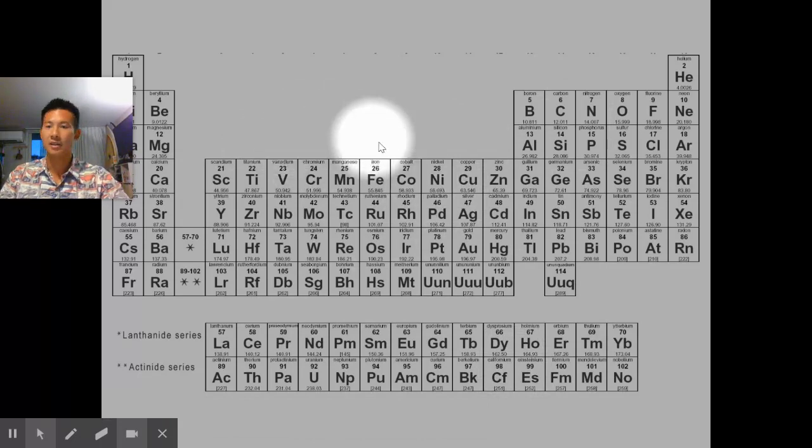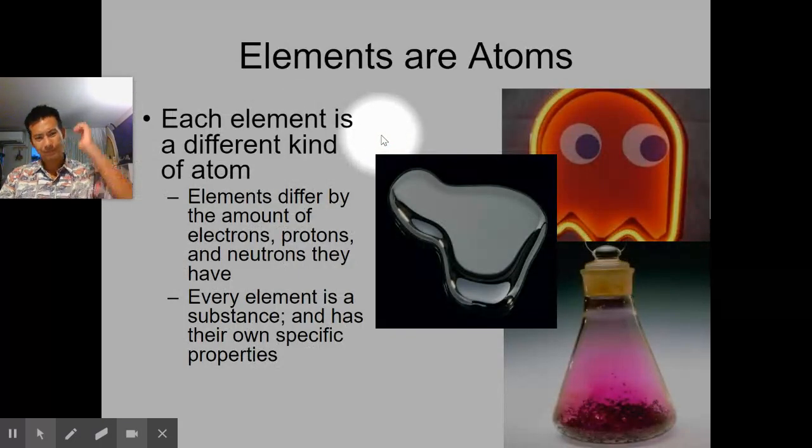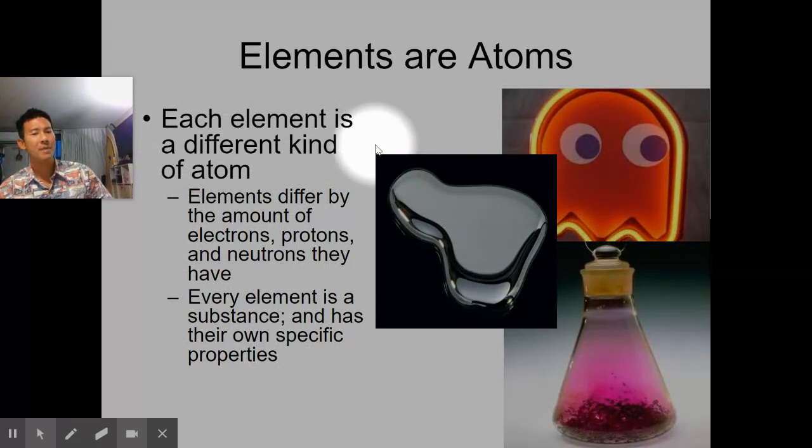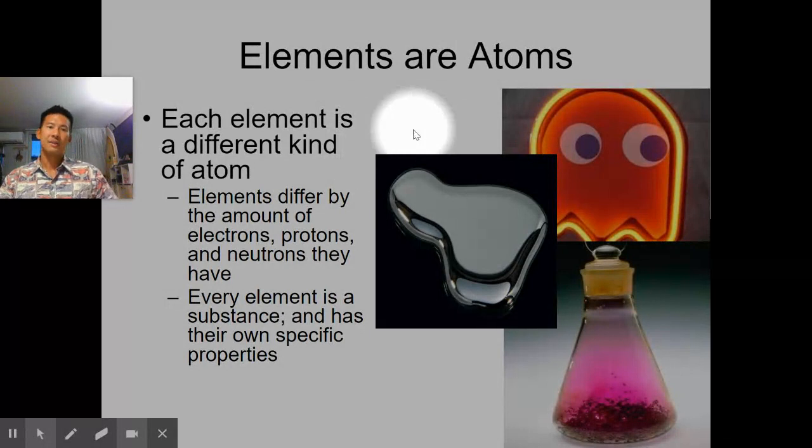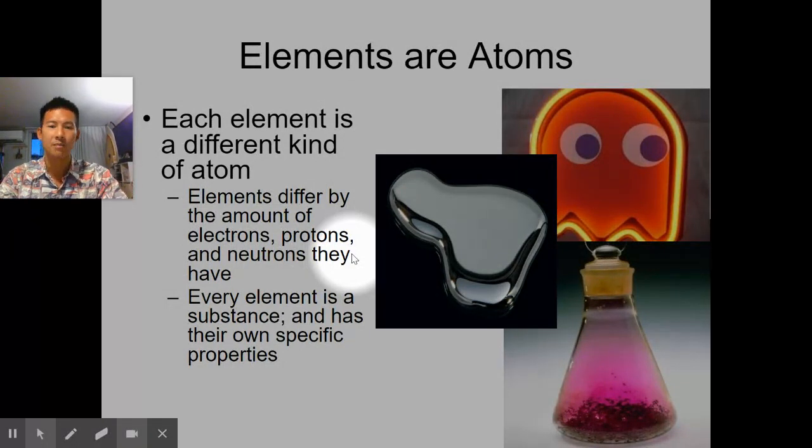humankind has discovered. And now the thing is, what makes each atom different, so that we can call them different elements? Now, they differ by the amount of subatomic particles. They differ in the amount of electrons, protons, and neutrons. Because electrons and protons are charged particles, if they differ in the amount of these things, that means that these different elements, these different kinds of atoms, will differ in their charges.